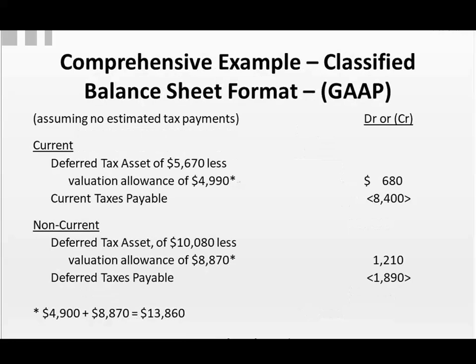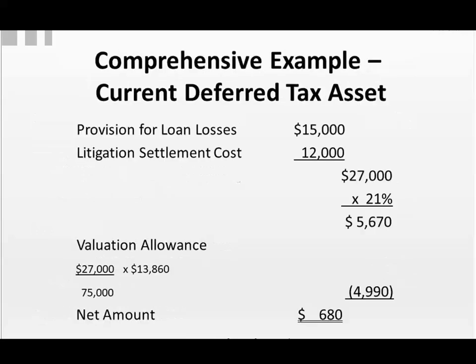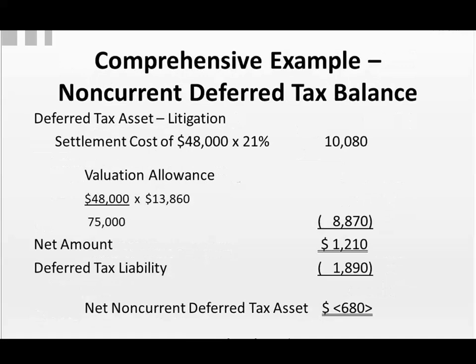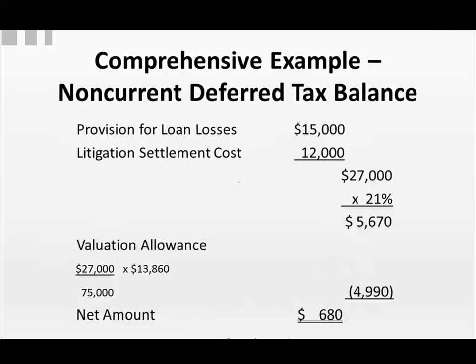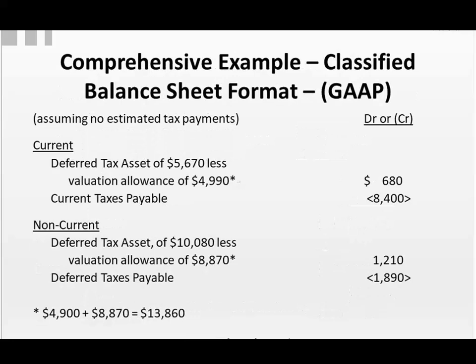5,670 less 4,990 gives me 680. Okay? The non-current portion, I took the remaining 48 divided by 75 times the 13,860, and I got 8,870. That's that part of the 13,860 that's attributable to the non-current portion. So if I go back, the non-current portion is the 8,870, which reduces the deferred tax asset to 1,210. And I still have the deferred taxes payable of the 1,890. All right? That's not going to change.